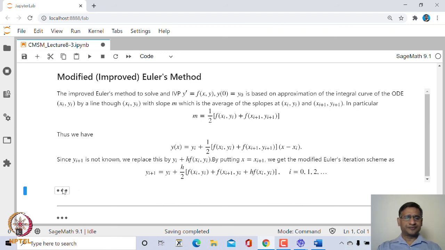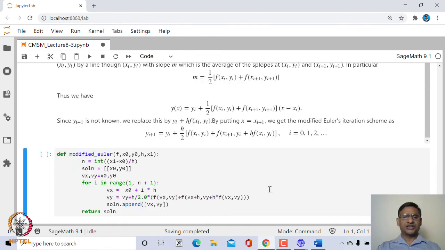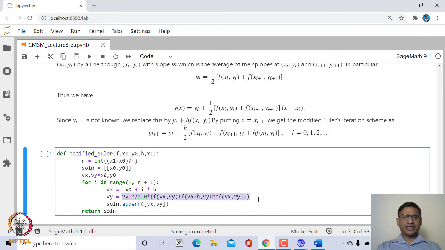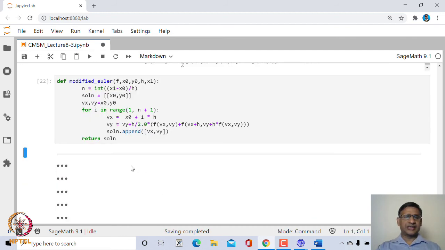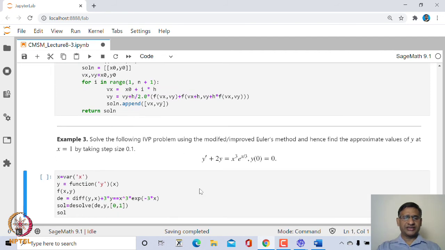So let us implement this. Again, let us write a Sage routine for this. This is exactly similar to the previous one, except that here the computation of yi has changed using this formula. So let us run this, and then let us use this to solve this particular differential equation. This is exactly the same as the previous one.